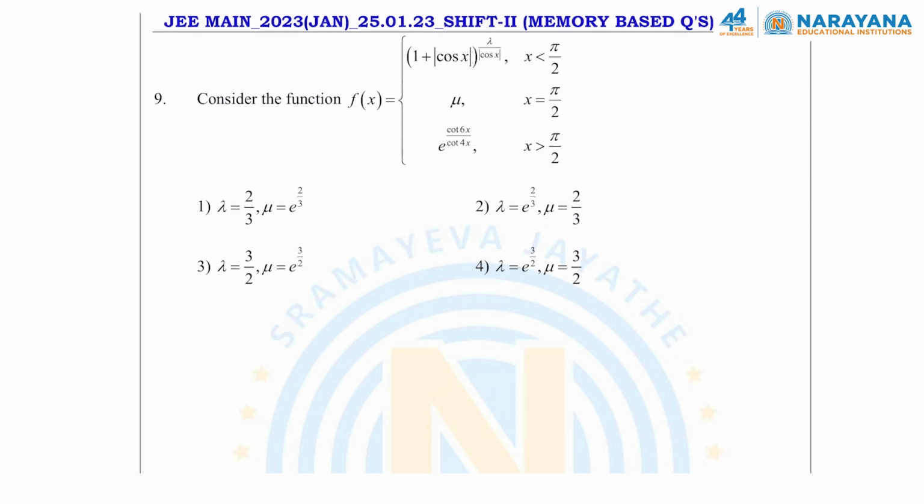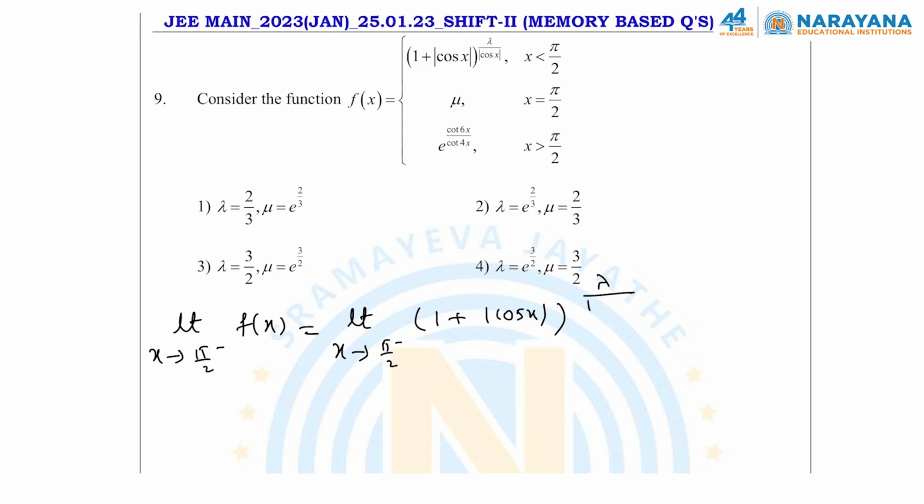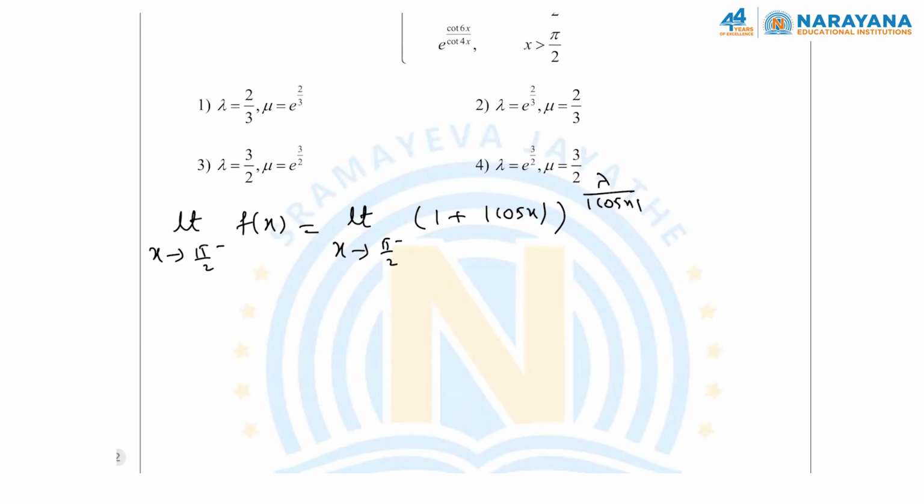Now let us find the left hand limit. Limit x tending to pi by 2 minus f of x. For pi by 2 minus, what is the function? (1 plus mod cos x) whole power lambda by mod cos x. Now if you substitute pi by 2, this will be 0 and lambda by 0, which means it is of the 1 power infinity form. So if you have 1 power infinity form, what will we write?